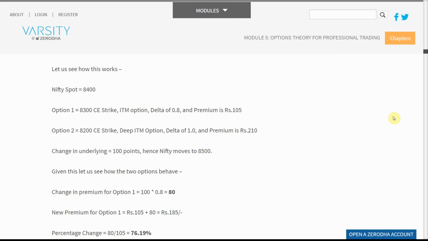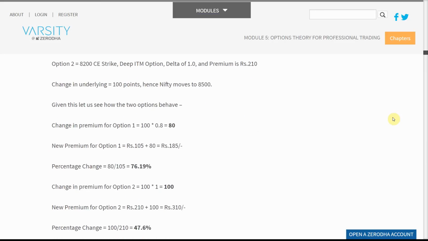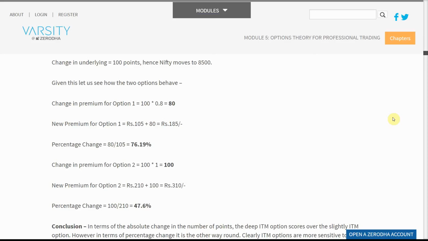Nifty spot equals 8,400. Option 1 equals 8,300 CE strike. ITM option. Delta of 0.8. And premium is 105 rupees. Option 2 equals 8,200 CE strike. Deep ITM option. Delta of 1.0. And premium is 210 rupees. Change in underlying equals 100 points. Hence Nifty moves to 8,500. Given this, let us see how the two options behave.